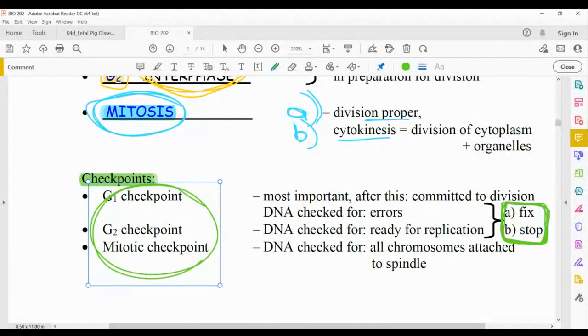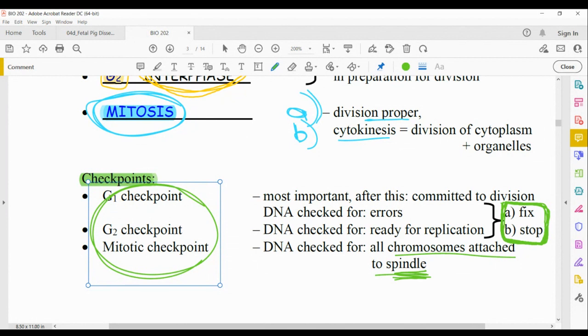The other option is, if we cannot fix that error, we just simply stop the cell cycle at that point. The mitotic checkpoint, what's important to notice about that is that during the mitotic checkpoint, we're making sure that all of the chromosomes in that cell are attached to the spindle. And we'll talk about this structure, the spindle, a little bit more in just a moment.